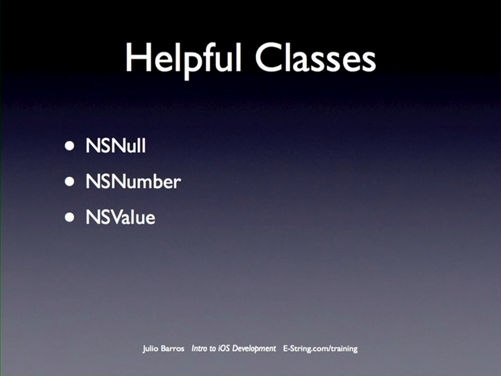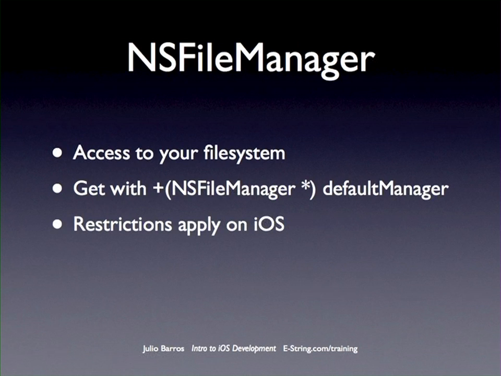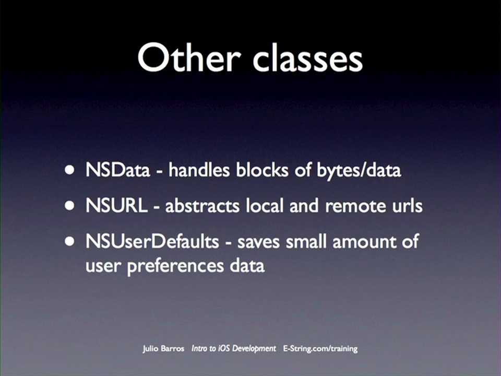NSArray, NSDictionary, and NSSet only store objects. So if you want to have a collection of integers, you'll have to wrap them in NSNumber objects. Also, if you want an empty value in your collection, like holes in an array, you'll need to use the special NSNull object. NSFileManager lets you read and write to the file system. NSData handles raw data. That could be raw images, sounds, video, etc. NSURL lets you access HTTP and file URLs. NSUserDefaults lets you store small amounts of user preference data.